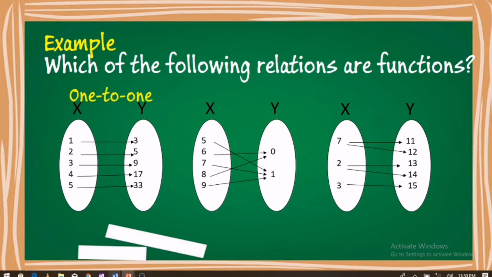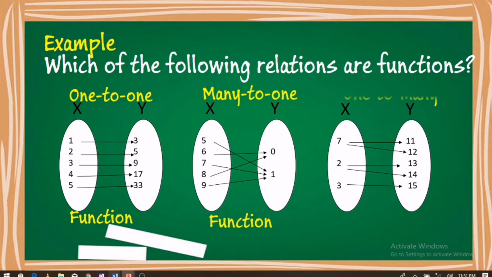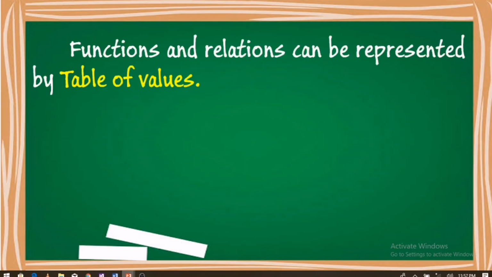One-to-one relation is also a function. Many-to-one relation is also a function. But one-to-many relation is not a function, but just a mere relation. Let's proceed to the third representation of functions.